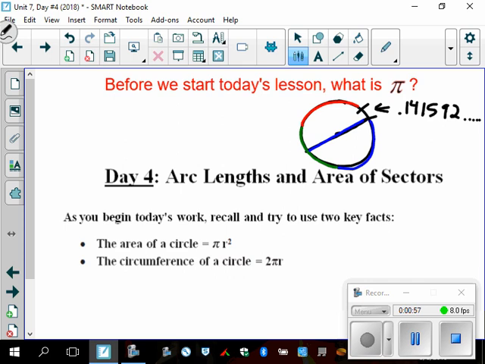Okay, so technically pi is the circumference or the distance around a circle divided by its diameter. Okay, so if you took any circle, you measured the circumference, and you measured the diameter and you divided them, you would get the number pi.